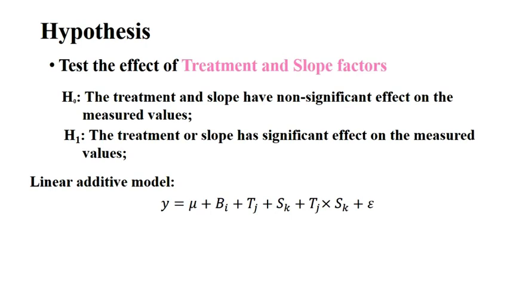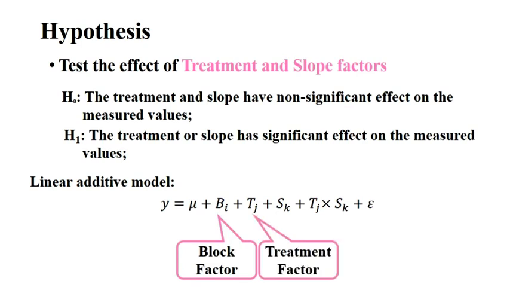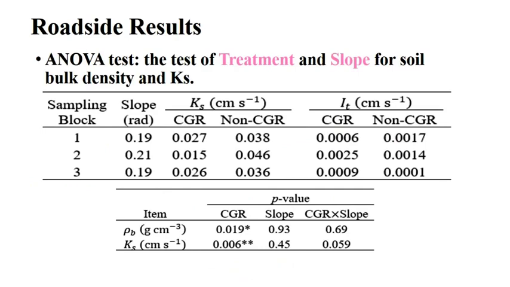This is our linear additive model: Y equals mu plus B, the block factor, plus T, the treatment factor, plus S, the slope factor, plus T times S, the interaction of treatment and slope, plus the last term, error. Okay, let's look at our ANOVA table. Here, we can see these are different factors and different treatments. The green shows we treat the three sites as three blocks. And this is our measurement data.